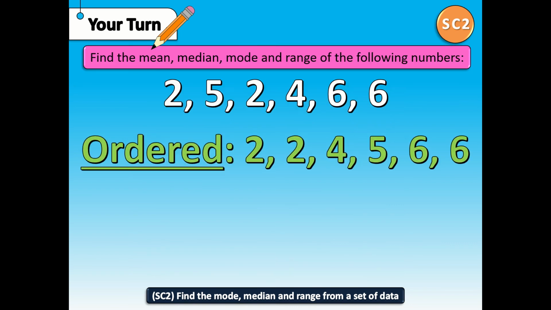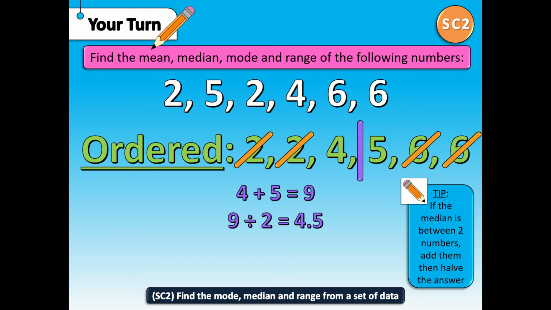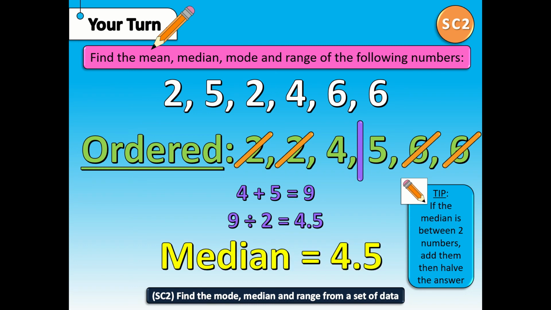To find the median, we put the numbers in order of size, so from smallest to biggest. We cross off the smallest and the biggest, then we cross off the next smallest and biggest. And here we've got 2 numbers in the middle. So we find what's in the middle of these 2 numbers. So what is in the middle of 4 and 5, which would be 4.5. If we're unsure, to find the middle of 2 numbers, you can add them together and divide by 2. So the median is 4.5.